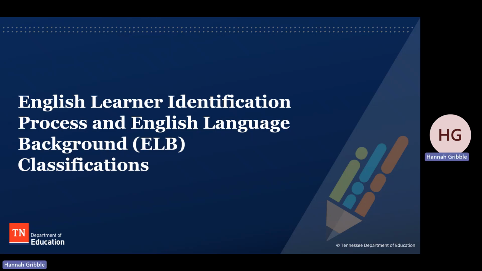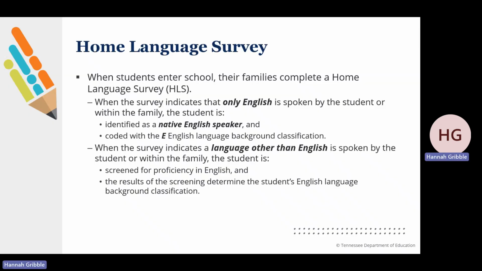First, we'll start with English Learner Identification Process and English Language Background Classifications. When students enter school, their families complete a Home Language Survey, or HLS. When the survey indicates that only English is spoken by the student or within the family, the student is identified as a native English speaker and coded with the E English Language Background Classification.